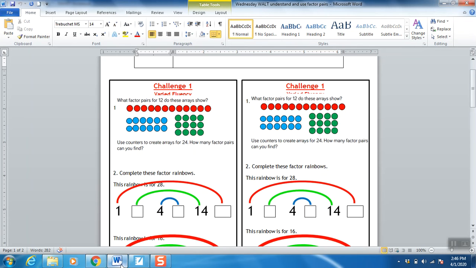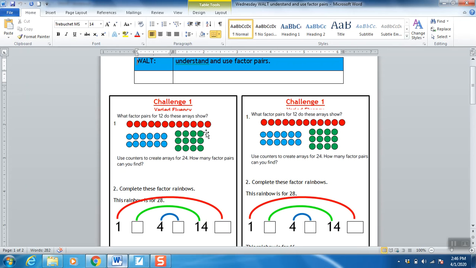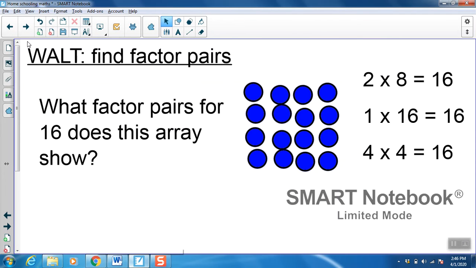Fantastic. And that relates to this question on your challenge sheets. So again, you just need to do one section of this because it's exactly the same on both sides. So this one is, what factor pairs for 12 do these arrays show? So you just write down what the factor pairs are shown by the arrays there. Nice and easy to start with.